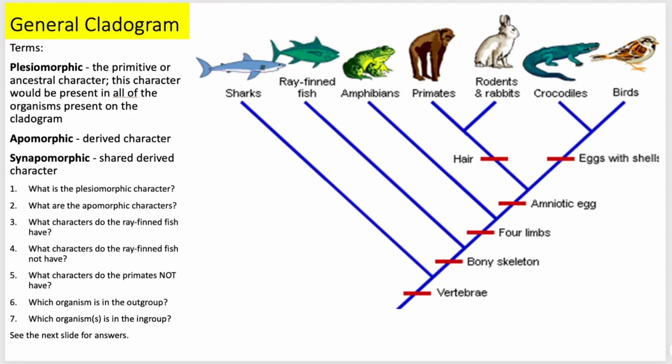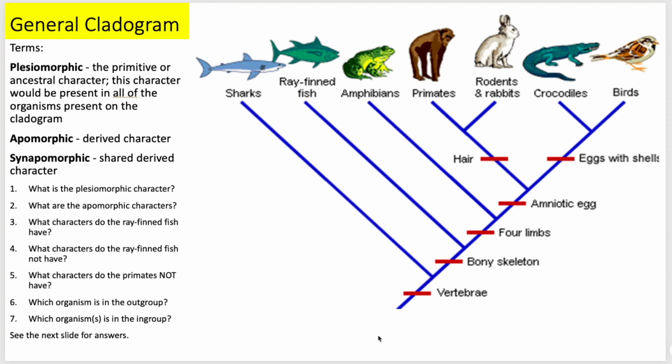So here's an example of a cladogram, and we'll go through some questions that you might be asked. So this cladogram goes from sharks. So it's a big, diagonal line, bottom left to top right, with tons of branches. And there's traits listed on the main line. And then after every trait, there's a branch that goes to an organism.